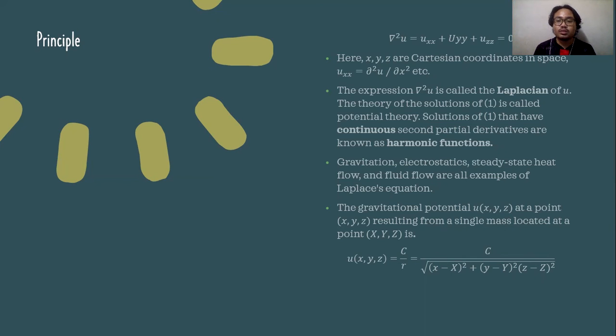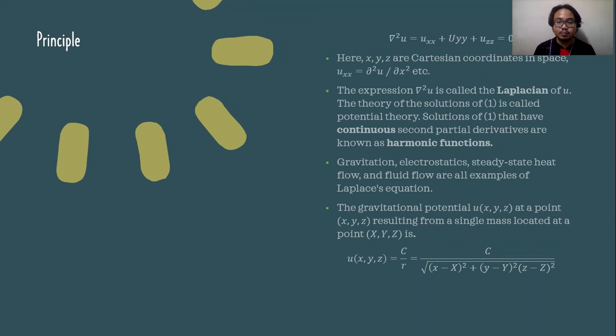The theory of the solution of the previous equation is called potential theory. Solutions of the equation that have continuous second partial derivatives are known as harmonic functions. Gravitation, electrostatics, steady state heat flow, and fluid flow are all examples of the Laplace equation.